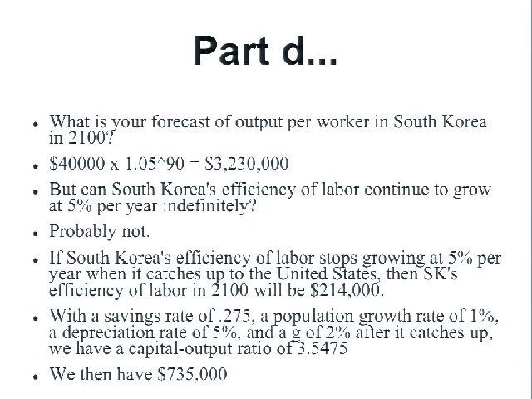But even then, South Korea is a high savings country. It's likely to maintain its high savings rate even after its efficiency of labor growth rate slows. That would give it a higher capital labor ratio than the United States. And saying that output per efficiency of labor in 2100 is the same as in the United States would then give you $735,000, which I think is probably the best answer. Yeah?